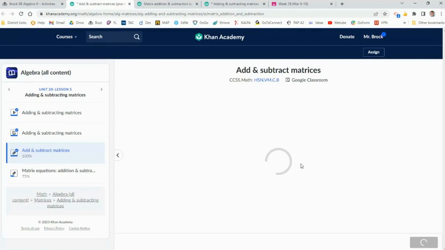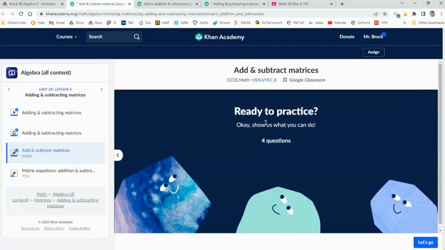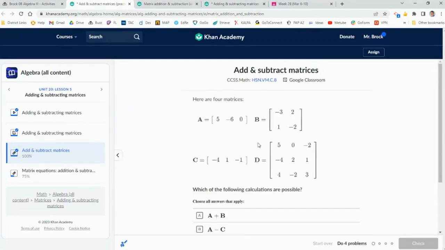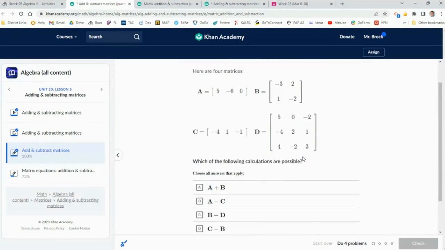Get in here, it's got the 4 problems each time. Just 4 practice problems. Ready to practice. Let's go. And it'll pull up A, B, C, and D. And oh, here's a good question right off. Which of the following are possible?